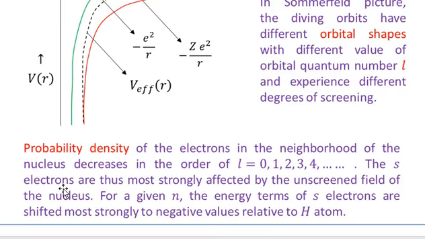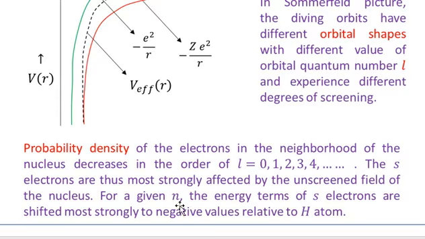What is the meaning of this? The S electrons are thus most strongly affected by the unscreened field of the nucleus. That is, the S electron, corresponding to the value of L is equal to 0, can penetrate much more strongly towards the nuclear region, into the inner cloud of charge. So this is the meaning. The electron with L is equal to 0 will penetrate more, then the electron with L is equal to 1 will penetrate less, and so on. With higher values of the orbital quantum number L, the penetration will be smaller.